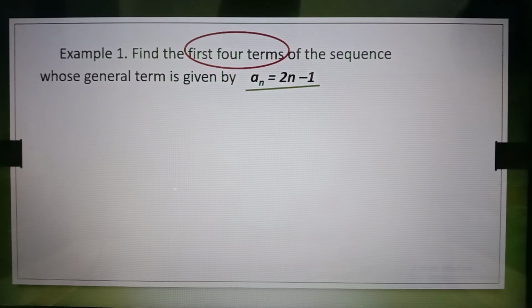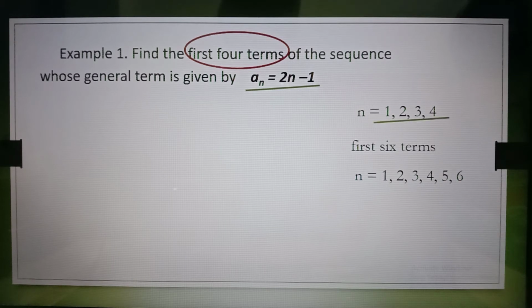So, gagawa tayo ng 4 na terms na gamit ang general term. So, our value of n are 1, 2, 3, and 4 since gagawa lang tayo up to 4 terms. Pero, kung sasabihin first 6 terms, ang ating value ng n ay 1, 2, 3, 4, 5, and 6. Pero in this example, hanggang 4 lang tayo. Kasi first 4 terms. Example, when n is equal to 1, we have a sub 1 is equal to 2 times 1 minus 1 equals 1. So 1 is our first term.